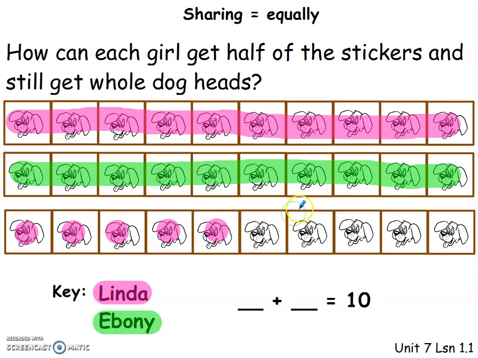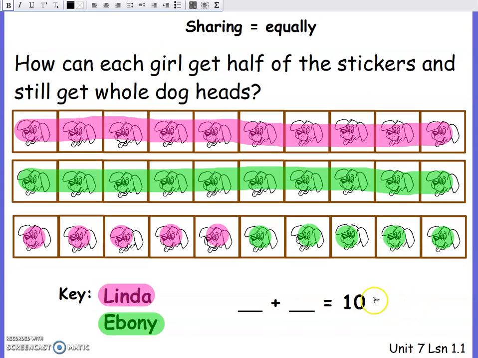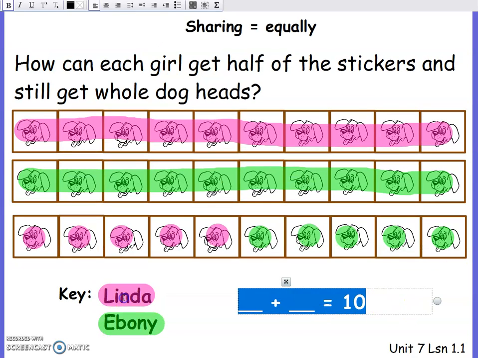Let's see if there's 5 left for Ebony. 1, 2, 3, 4, 5. Okay, perfect. So I know that 5 plus 5 gave me 10, so that I was able to split that up. How many does each girl get? Linda got 10 plus 5, which is 15. Okay, and Ebony got her strip of 10 plus 5, which is 15.